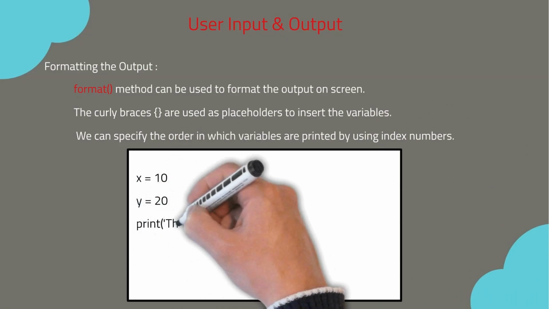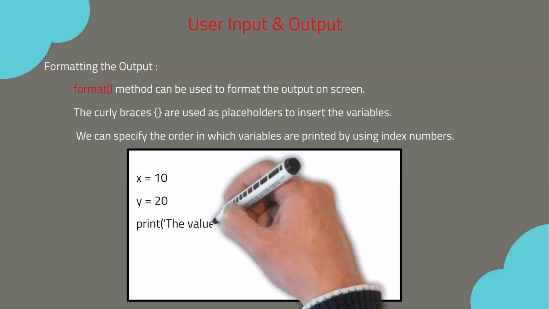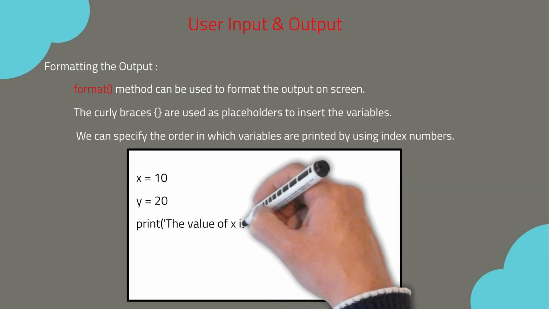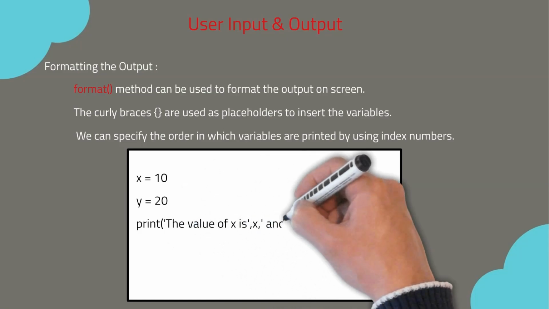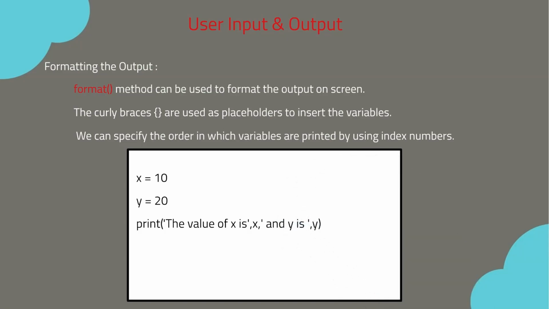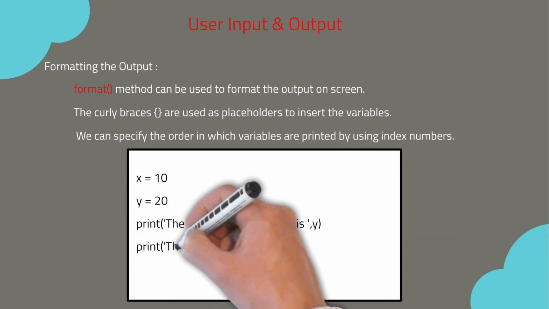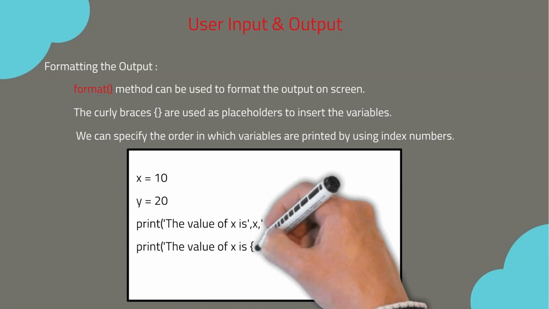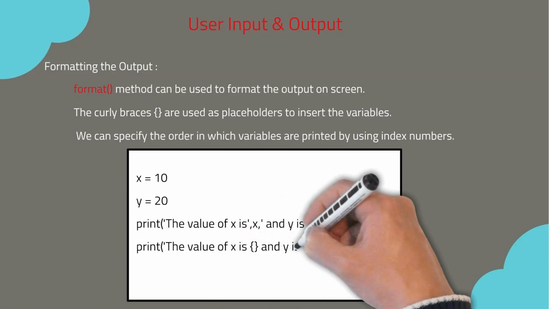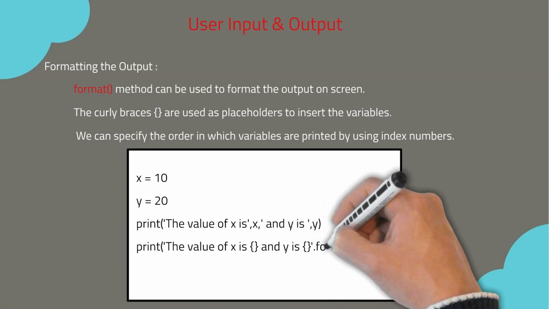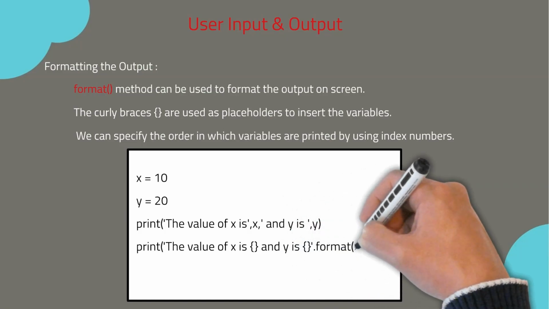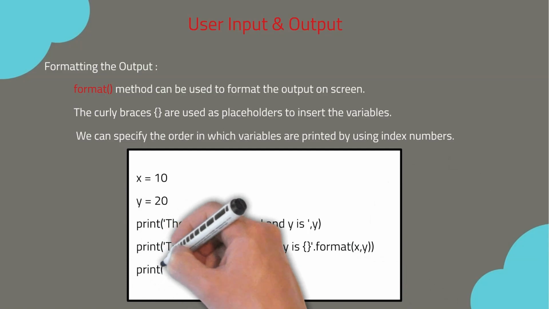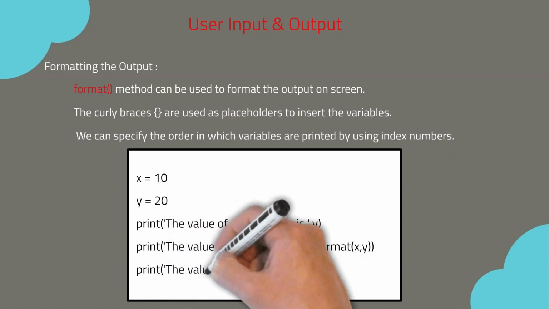The first print is the normal way of formatting the output without the format operator, where we can use a comma or plus operator to join the strings. In the second print statement, format(x, y) is used. This means that the value of x will go into the first curly braces and the value of y will go to the second curly braces.